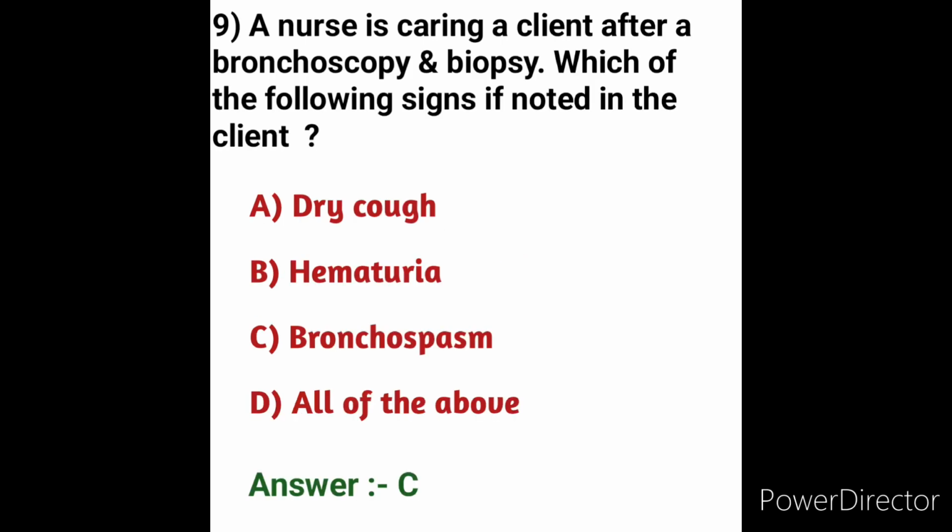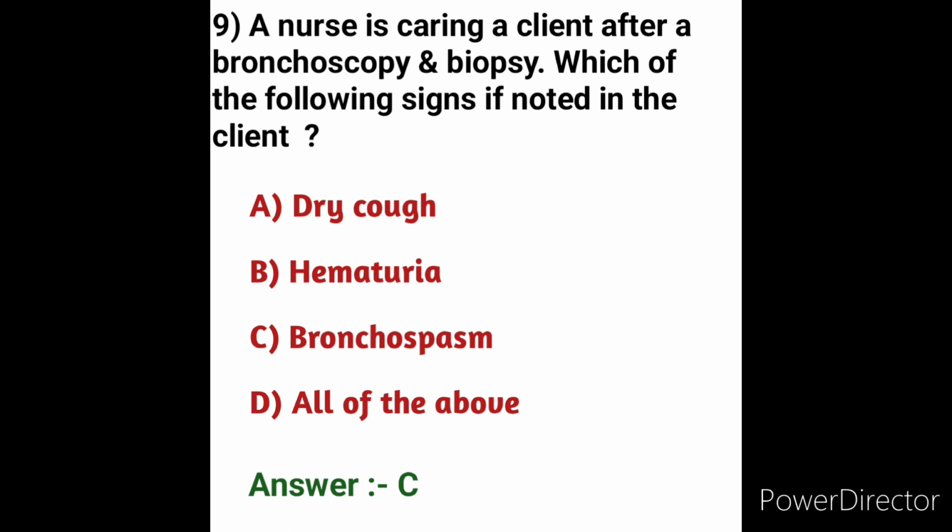A nurse is caring for a client after a bronchoscopy. The nurse is caring for a bronchoscopy and post-biopsy patient. Which of the following signs should the nurse note? We will see here the options. Option A, dry cough. Option B, hematuria. Option C, bronchospasm. And option D, all of the above.